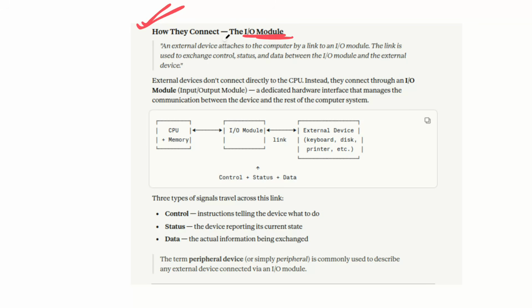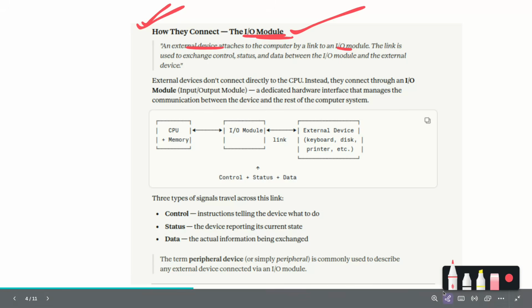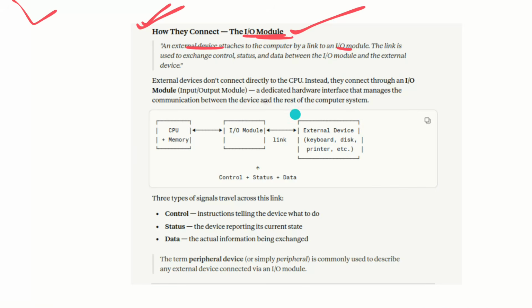Now, what does an input output module mean? The IO module, or input output module, is what the external devices mainly connect through. Through the input output module, the connection between the external devices and the CPU and memory is basically happening. So how are the external devices attached to a computer? They are connected with the help of this input output module, which lets us connect external devices with our CPU or memory.